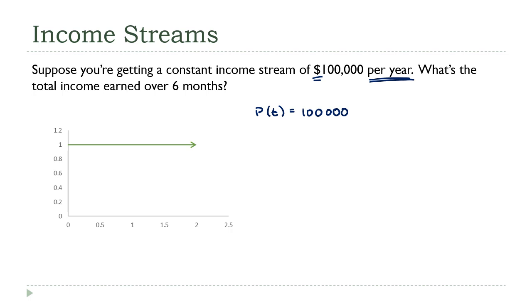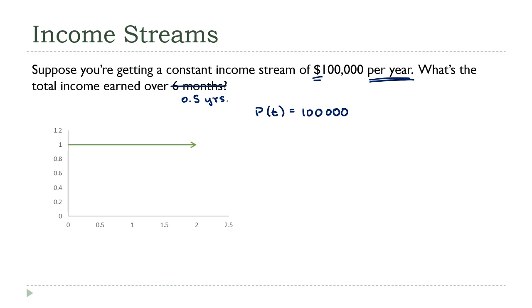Also, you need to be careful about the units in questions like this. The income rate is given in dollars per year, but the time frame we were given is in months. Before we can do any calculations, we need to get these values onto the same basis. So I'm going to go ahead and replace this 6 months with 0.5, or half a year. Now we can start talking about answering the question and finding the total income earned.